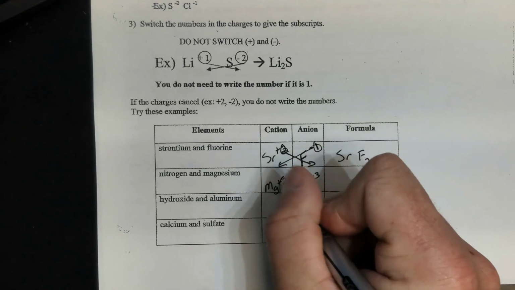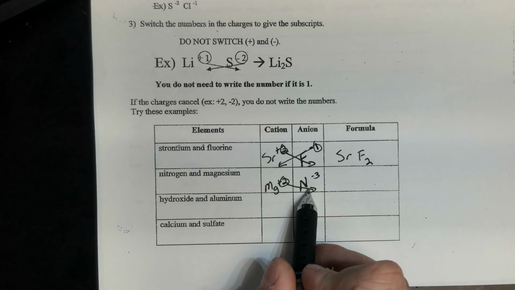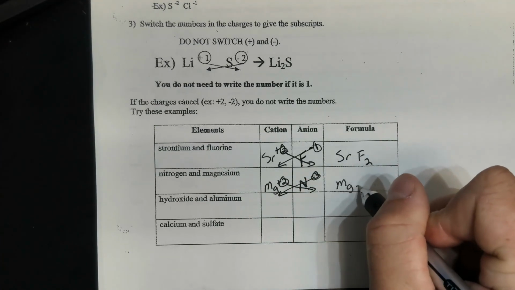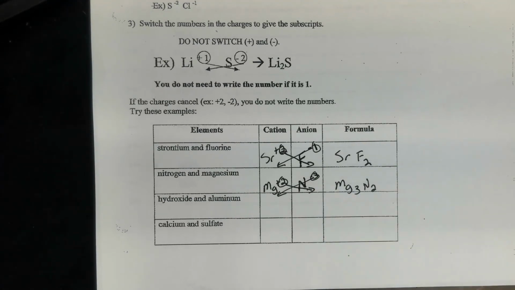So we're going to take these numbers and switch them. The 2 is going to be on the N, the 3 is going to be on the Mg, so we're going to have Mg3N2. Very good.